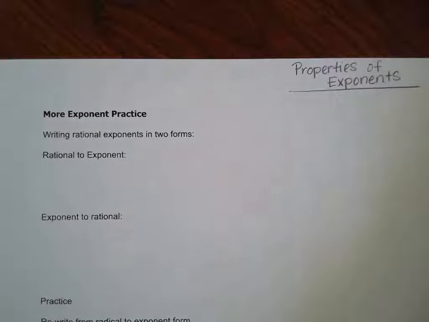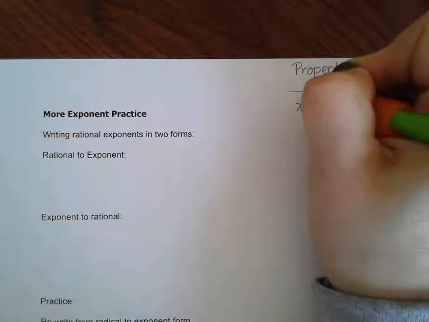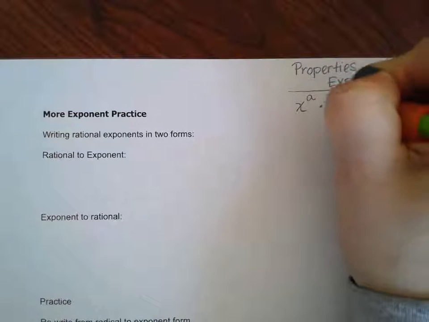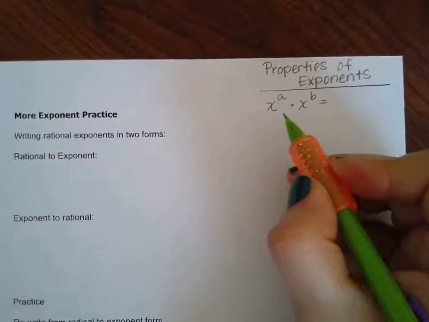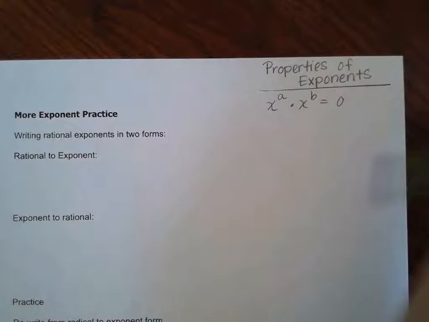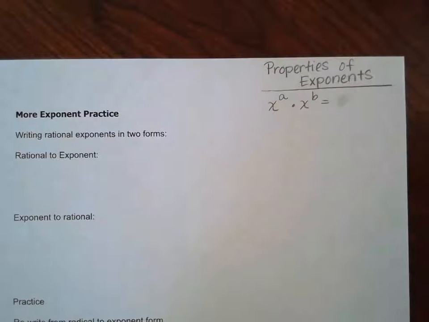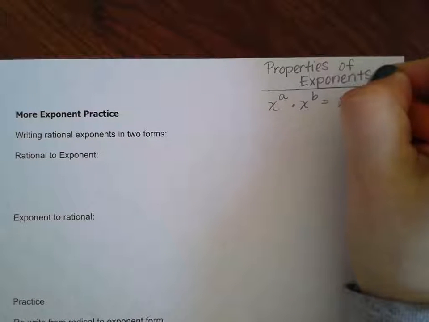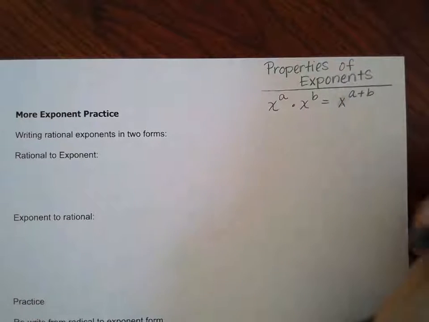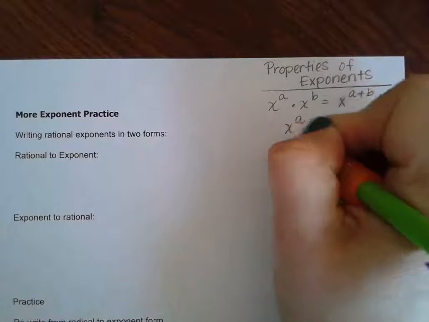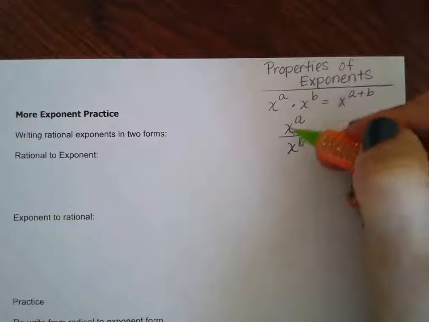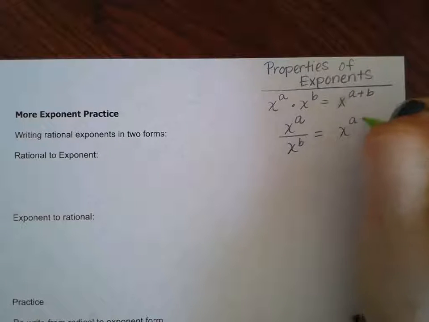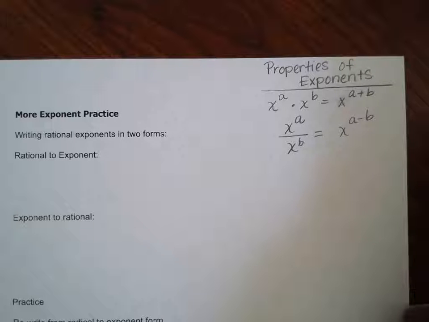They're going to come in very handy for Algebra 2. So let's say you had some base x raised to the a power, and you multiply it by something x raised to the b power. When you multiply and you have the same base, you need to add your exponents. So that should be x raised to the a plus b. Now, the other way, if you have x raised to the a power divided by x to the b power, then when you divide and you have the same base, you're going to subtract the exponents. So that'll be a minus b.